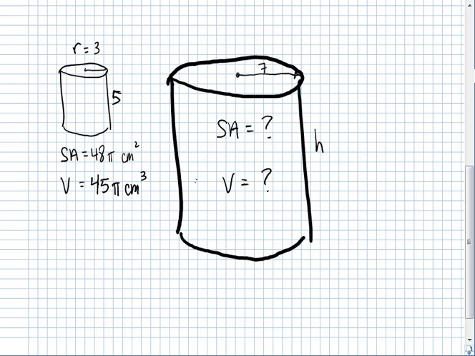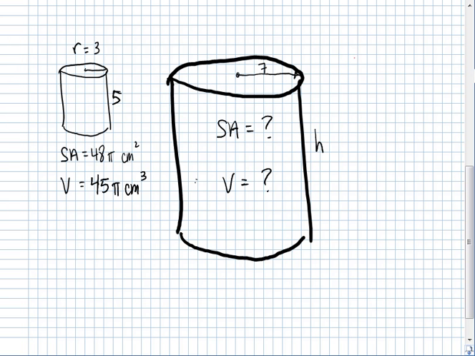Okay, well, let's first of all deal with the height because that's the easiest one. It's the same ratio as the radius. Because they're similar figures, all I have to do is figure out what the ratio between the radii is. It's the same ratio for the heights.